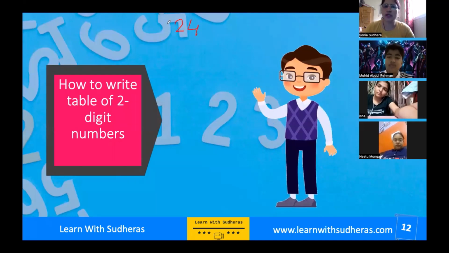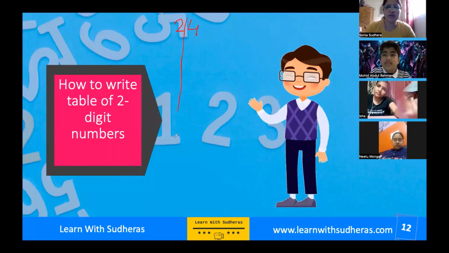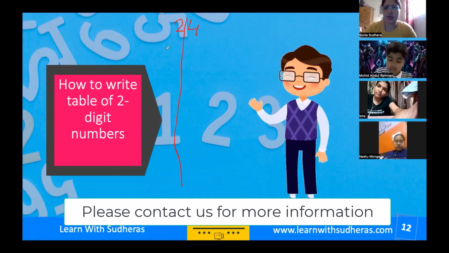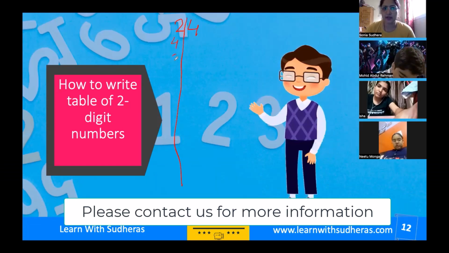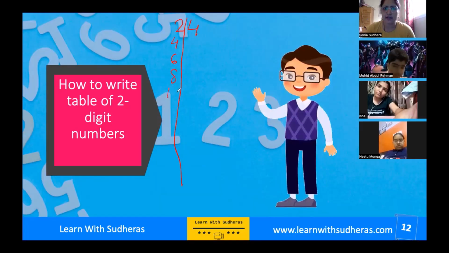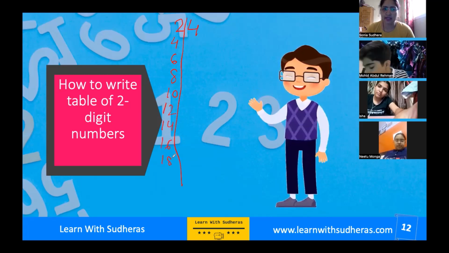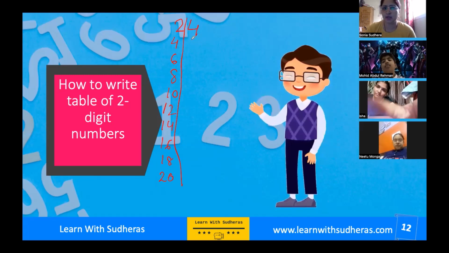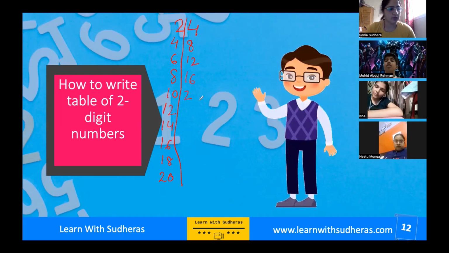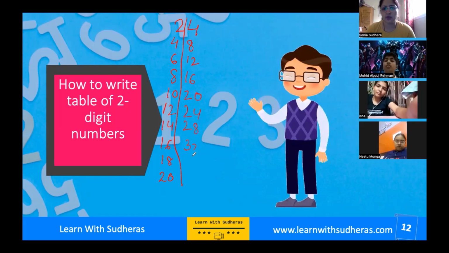So if we need to write the table of 24, how can we write it? At first, you need to make a line. Then on one side of the line, you write the table of 2 quickly: 2, 4, 6, 8, 10, 12, 14, 16, 18, and then 20. Then on the other side, we write the table of 4: 4, 8, 12, 16, 20, 24, 28, 32, 36, and 40.